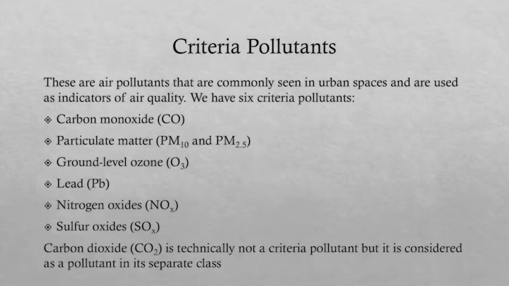Earlier in our lesson, I have mentioned about criteria pollutants. Let us define what are criteria pollutants. These are air pollutants that are commonly seen in urban spaces and are used as indicators of air quality. We have 6 criteria pollutants. We have carbon monoxide, particulate matter, that is either PM10 or PM2.5, ground level ozone, lead, nitrogen oxides, and sulfur oxides. Carbon dioxide is technically not a criteria pollutant but is considered as a pollutant in its separate class. We will be discussing all of these pollutants later.